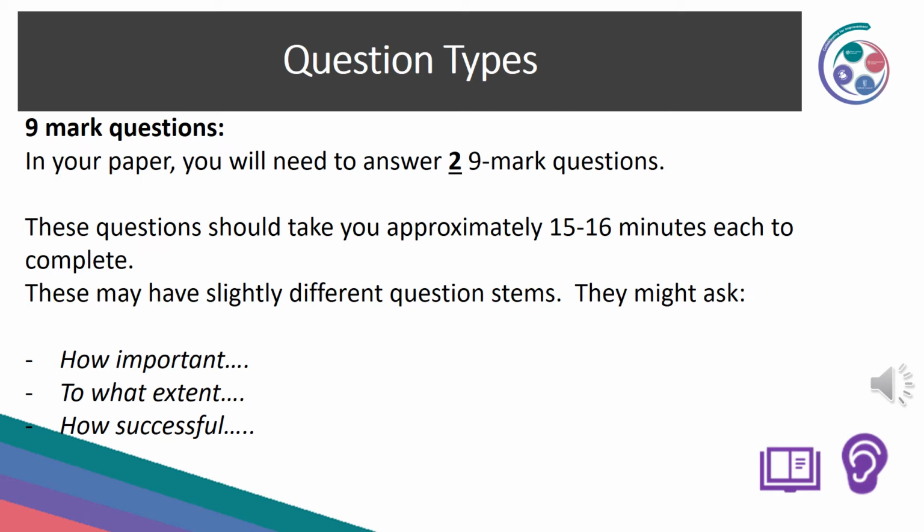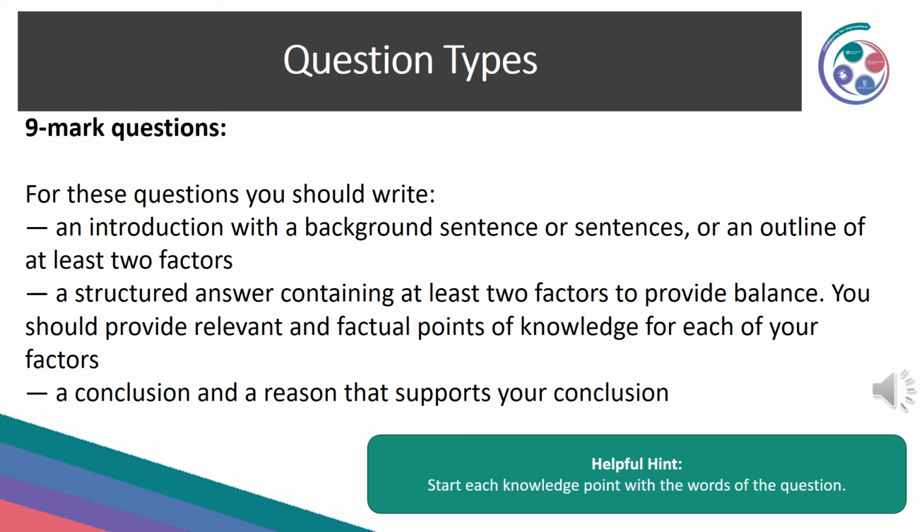The structure for answering these questions is broadly the same, but remember that your content will change depending on the question itself. There will be certain skills that you need to demonstrate in every 9-mark question that you attempt. For these questions, you should write an introduction with either a background sentence or sentences or an outline of at least 2 factors. What this means is that you can pick up your mark for your introduction either by providing a point of background knowledge or by listing the factors that you're going to be discussing in your 9-mark answer.